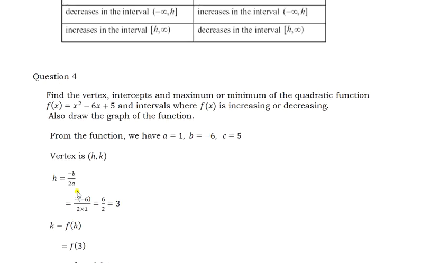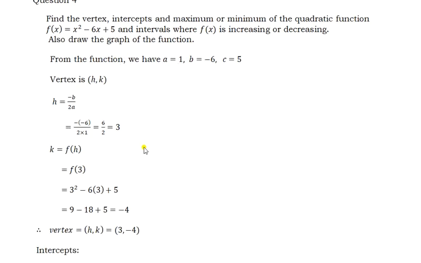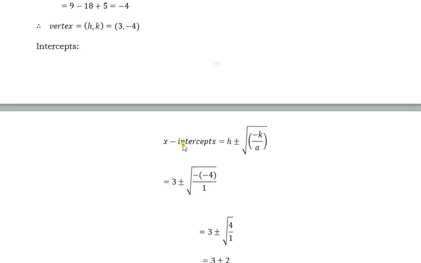Okay, now we have to find the intercepts. We have two types of intercepts, x-intercept and y-intercept. So the x-intercept is given by the rule h plus or minus root of minus k by a. We have two values, one with plus and one with minus. So how will we find this? We know the value of h, we know the value of k, we know the value of a. Just put the values here.